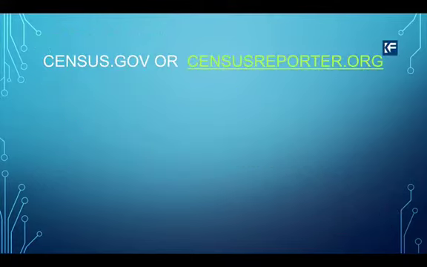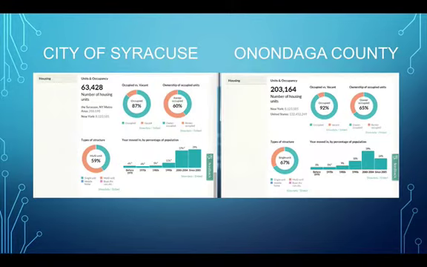You can find census data on the government's website, census.gov, but I actually find it's much more helpful to use censusreporter.org, which the Knight Foundation funded for journalists for easy, quick ways to find data off the census. And here's an example of both the city of Syracuse and the county of Onondaga, and you can see this is a little more user-friendly and graphically more interesting.